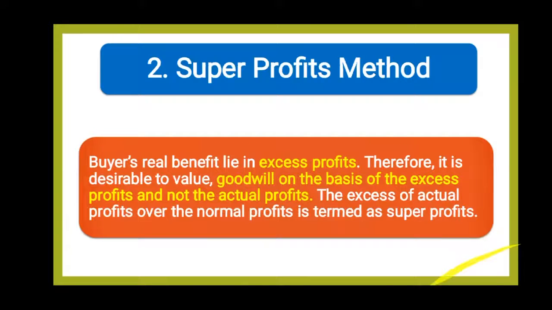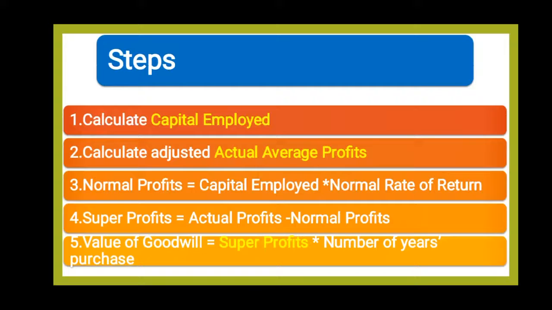Let's see its steps. First step is to calculate capital employed. Then second step is to calculate average profits, as we have already discussed in the previous method. Third step is to calculate normal profits, and normal profits are equal to capital employed multiplied by normal rate of return. Fourth step is to calculate super profits. Super profits are equal to actual profits minus normal profits. And valuation of goodwill is the last step. Value of goodwill is equal to super profits multiplied by number of years purchased.